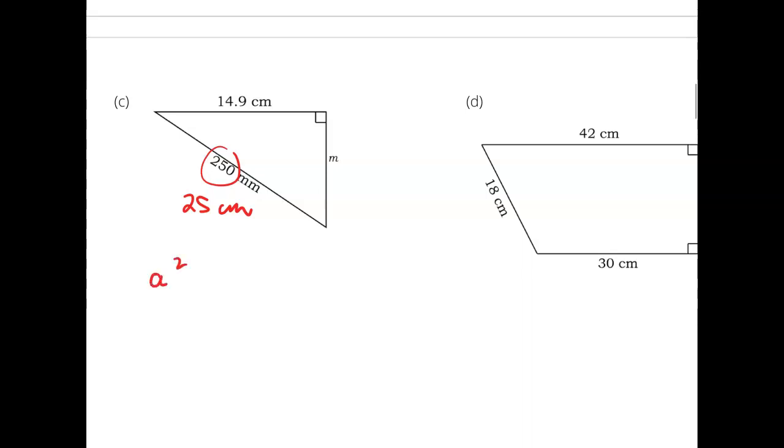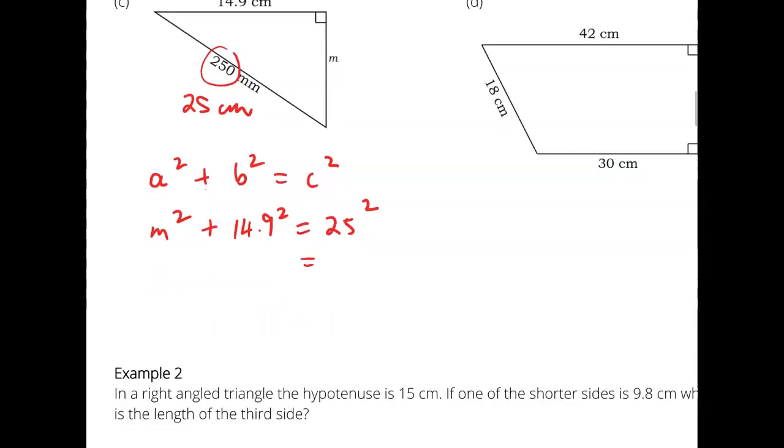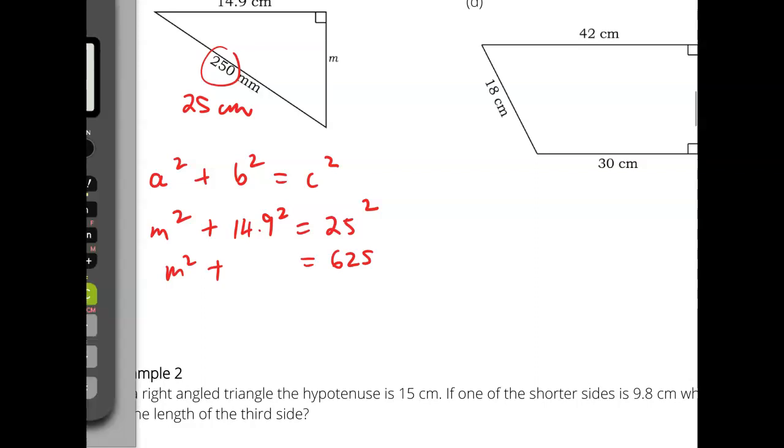And then putting in what we know into the rule. So a is going to be the missing side, which is m, one of the short sides. We've got 14.9 and we've got 25 squared. And like I said, this line is optional. Get a bigger screenshot there. So 14 squared. Sorry, it's 14.9, isn't it?